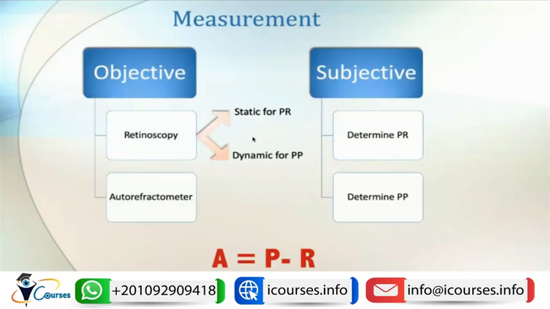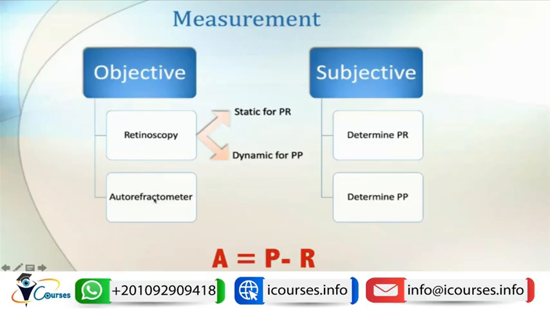So how can we measure the accommodation? There are some methods for objective measurement and subjective measurements. Objective measurements will be discussed thoroughly in the instruments lectures. So we have retinoscopy that can be used for both measuring the punctum remotum in bistatic retinoscopy, which is more commonly used, and we have dynamic retinoscopy for measuring the punctum proximum.